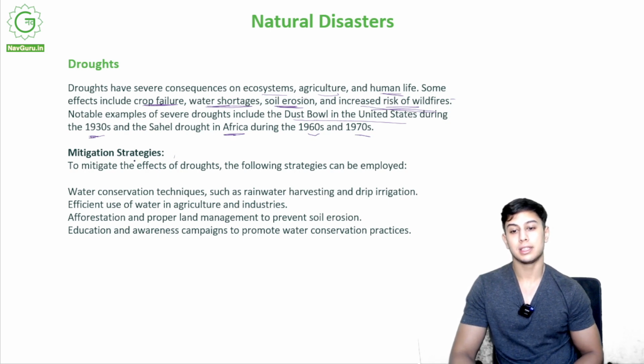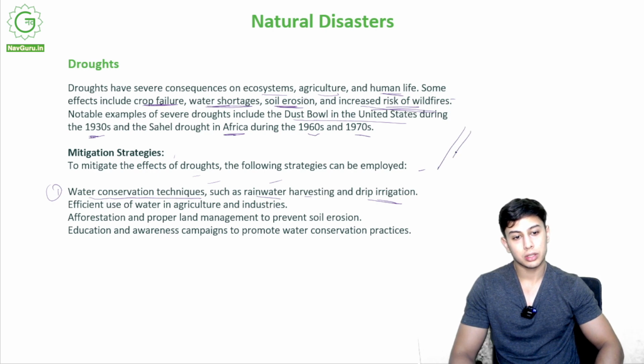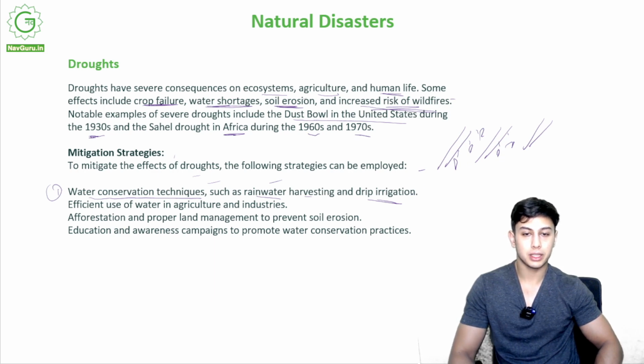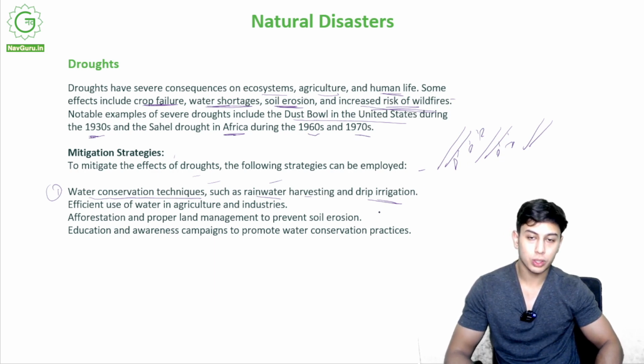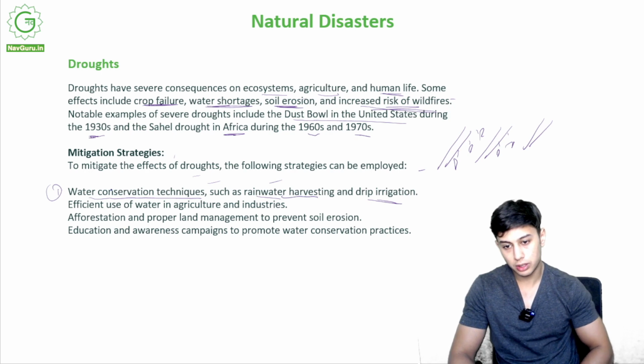Now, how do we safeguard ourselves? To mitigate the effects of droughts, the following strategies can be employed. First is water conservation techniques, such as rainwater harvesting and drip irrigation. In drip irrigation, we construct pipes on growing crops which drip a little water directly to the roots of the plants. It is a water conservation method, and most of the water is not wasted. Rainwater harvesting means whenever rain comes, we store the excess rainwater in tanks.